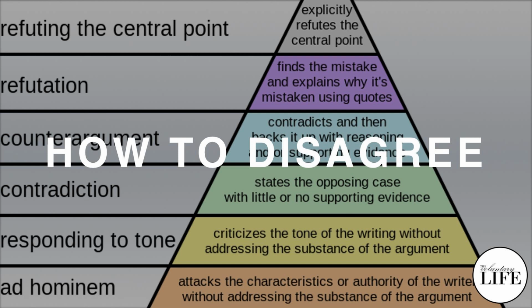Disagreement hierarchy 3, contradiction. In this stage, we finally get responses to what was said, rather than how or by whom. The lowest form of response to an argument is simply to state the opposing case with little or no supporting evidence. This is often combined with disagreement hierarchy 2 statements, as in, "I can't believe the author dismisses intelligent design in such a cavalier fashion. Intelligent design is a legitimate scientific theory."